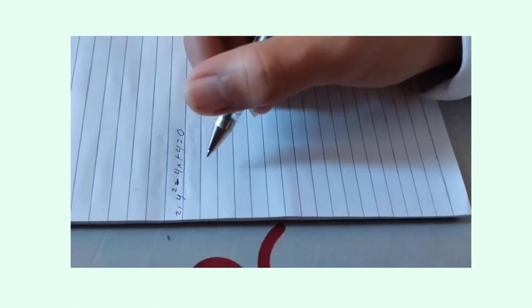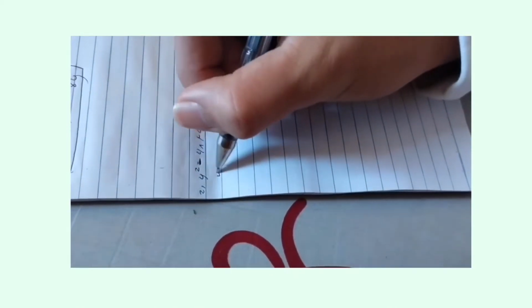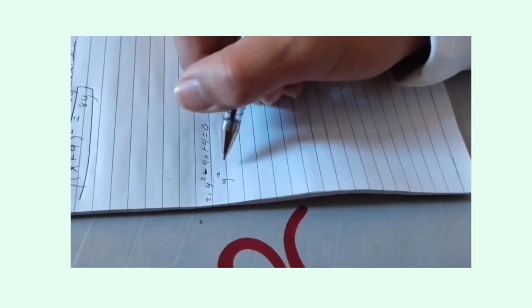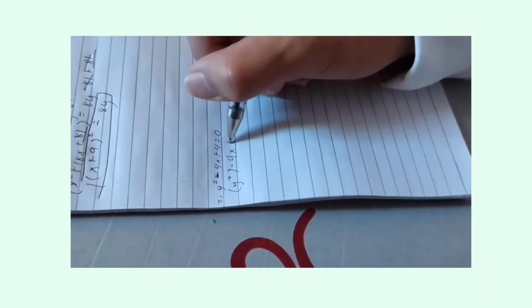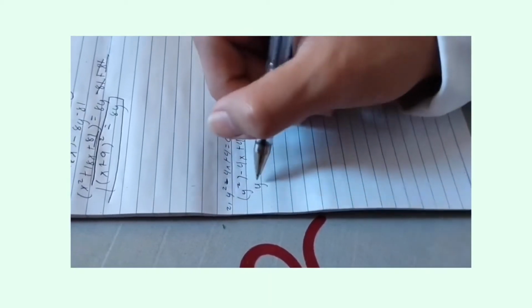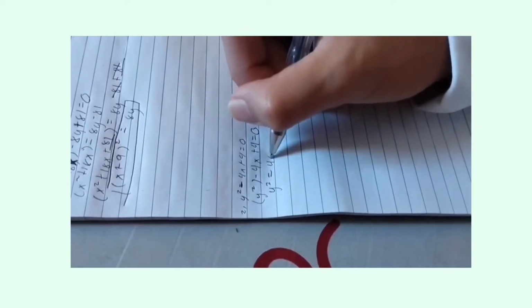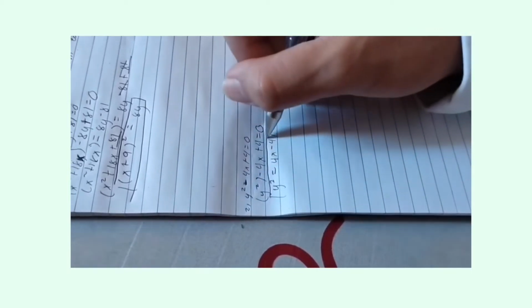Let's move to the second equation. Rewrite: group x squared, group the terms with the same variable. Minus 4x plus 4y is equal to 0. Now let's rewrite: y squared is equal to positive 4x negative 4. That is the final answer.